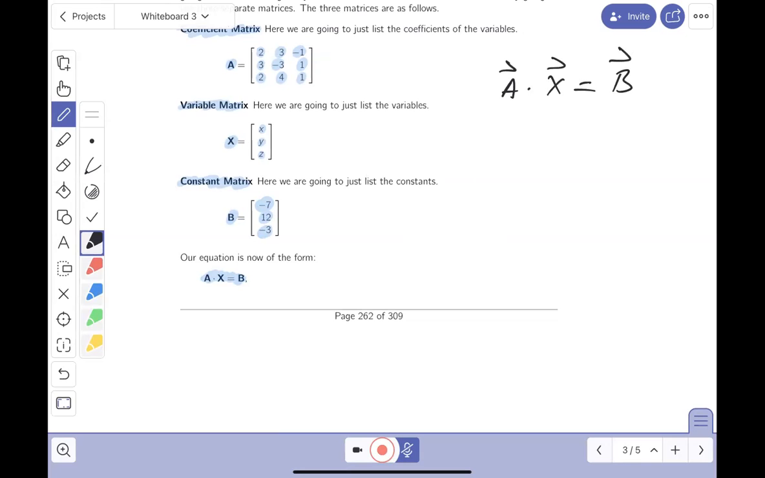What's the size of A? 3 by 3. That's A. What's the size of X? Well, there's 3 rows and 1 column. What's the size of B? There's 3 rows and 1 column. These need to match, and this will give me the outcome, which is 3 by 1.